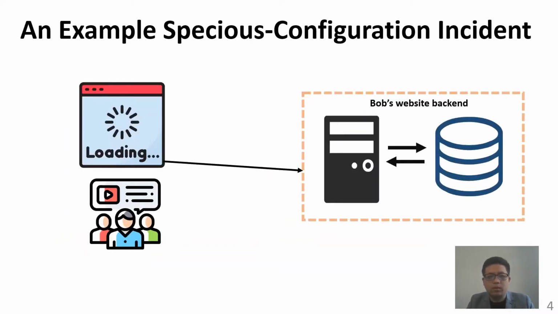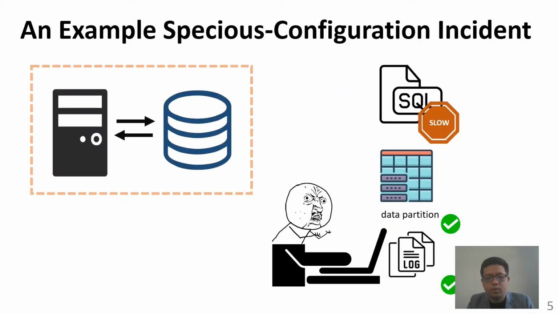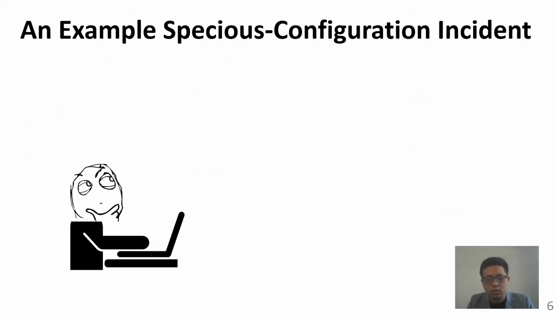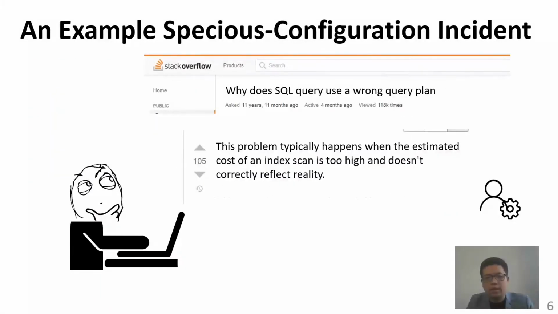So, let me walk through an example. One day, Bob received many user complaints that it is too slow to load the drop-down UI on his website. After some profiling, Bob found that some join queries are too slow. However, there's no data partition in the table and the log looks good. So, Bob asked on Stack Overflow, and someone pointed out that the issue might be caused by inaccurate cost estimation.